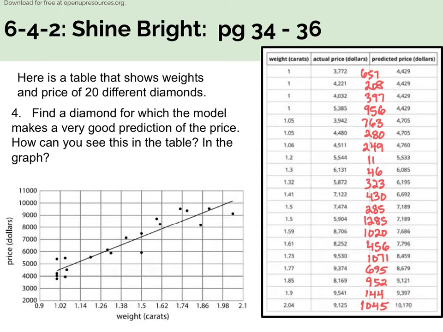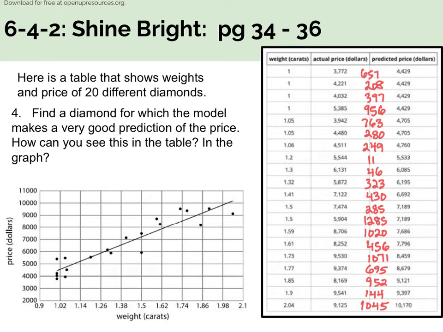So as you can see, I went ahead and finished off the table, and I subtracted the two amounts to see how they differ. What we want to do is find where the model predicts the price such that it's only off by a tiny bit. So let's look at that. Okay, there's a little bit lower. Oh, look at this 11. Look at this 46. And then there's bigger ones.